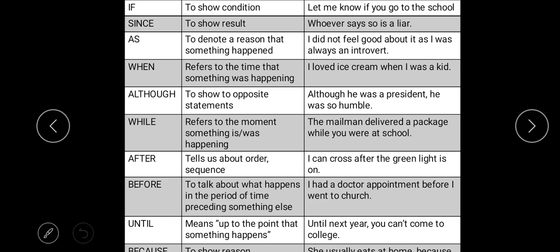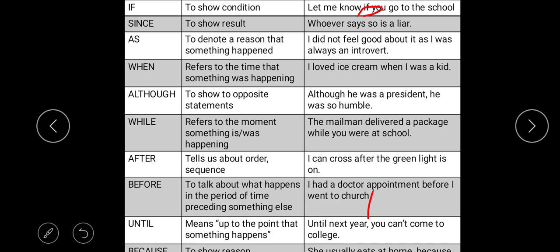If to show condition, since to show result, as to denote a reason that something happened, when refers to the time that something was happening, although to show opposite statements, while refers to the moment. So we have all these uses here. We can look at them one by one. If to show condition: if is a conditional clause. Let me know if you go to school. We can say, let me know if you have classes tomorrow, right?